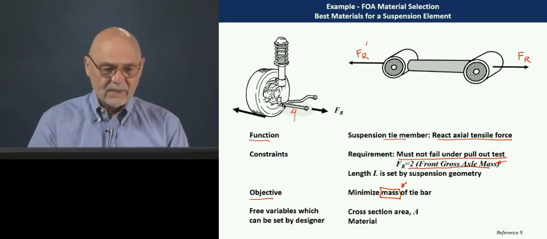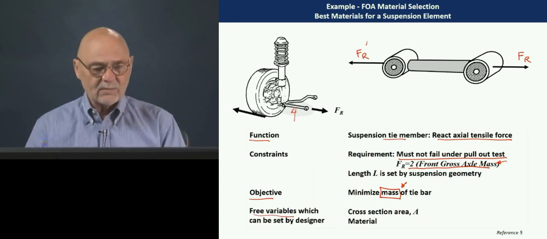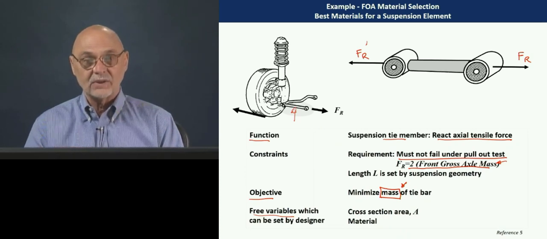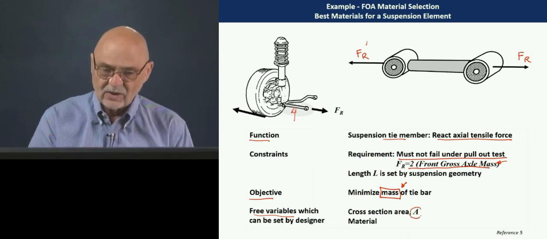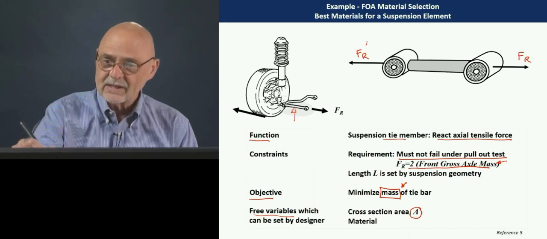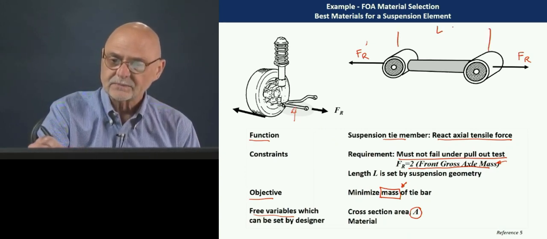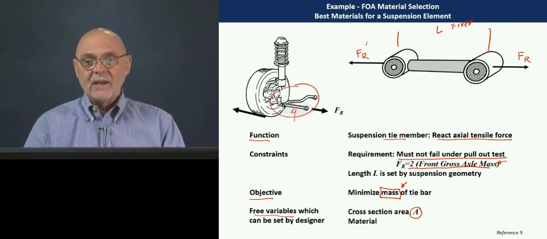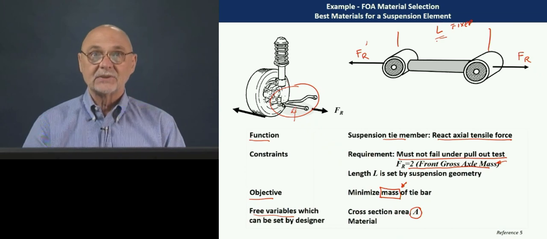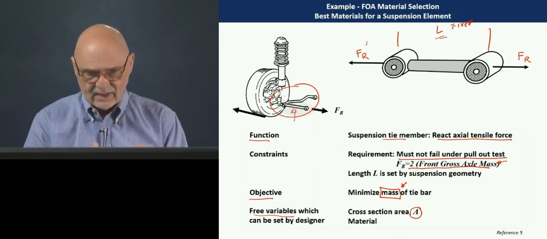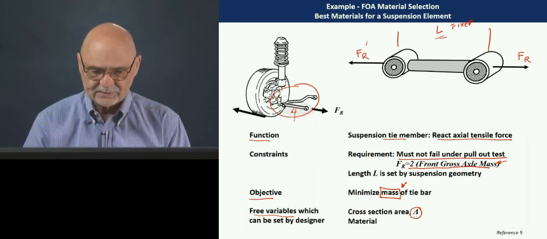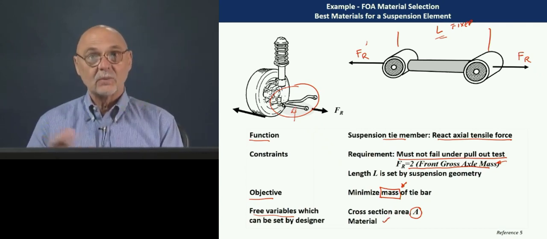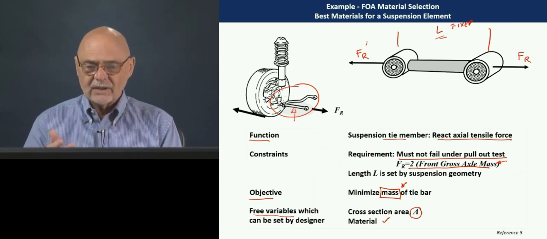We want to minimize the mass, and we need to know what free variables can be set by the designer. So what do we have the ability to change here? And we're going to say that's cross-sectional area. In this case, the length here is fixed. We're saying we have some really complex suspension mechanism here, and that L was established in order to get the right motion of the suspension. And the other free variable we have, of course, is the material. Okay, so we want to know how to do this.